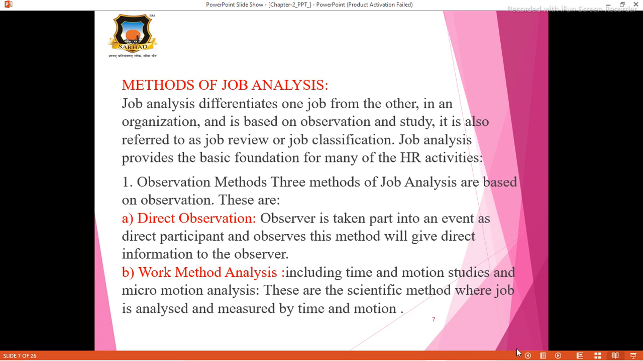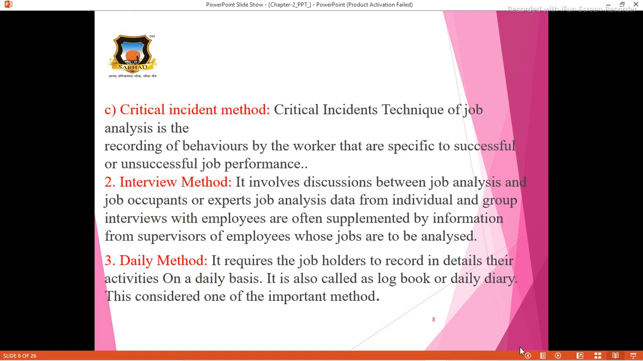Another is the work method analysis, including the time and motion studies and micro motion analysis. These are the scientific methods where the job is analyzed and measured by time and motion. The next observation method is the critical incident method. The critical incidents technique of job analysis is the recording of behaviors by the workers that are specific to successful or unsuccessful job performance.